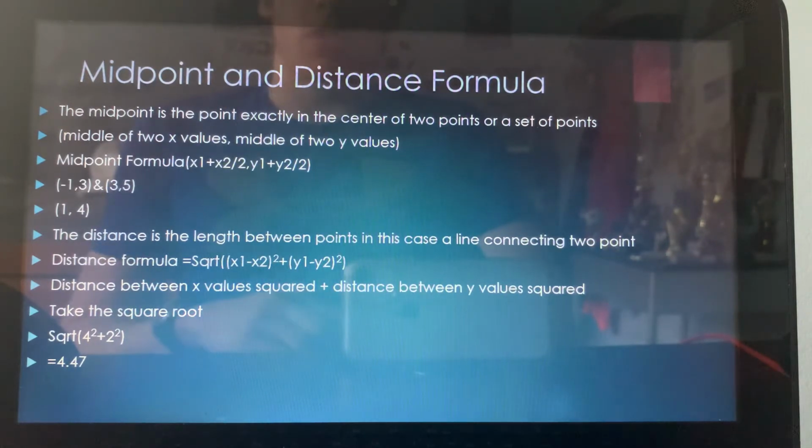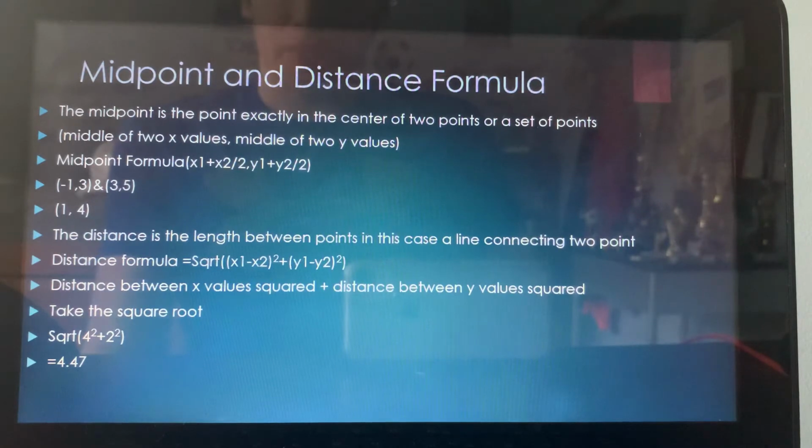Now, you can notice how that's similar to the circle equation, because h and k are just the same as x1 and y1, because k is one of the y values and h is one of the x values. So you take the distance between the x's squared plus the distance between the y's squared, and take the square root of that.